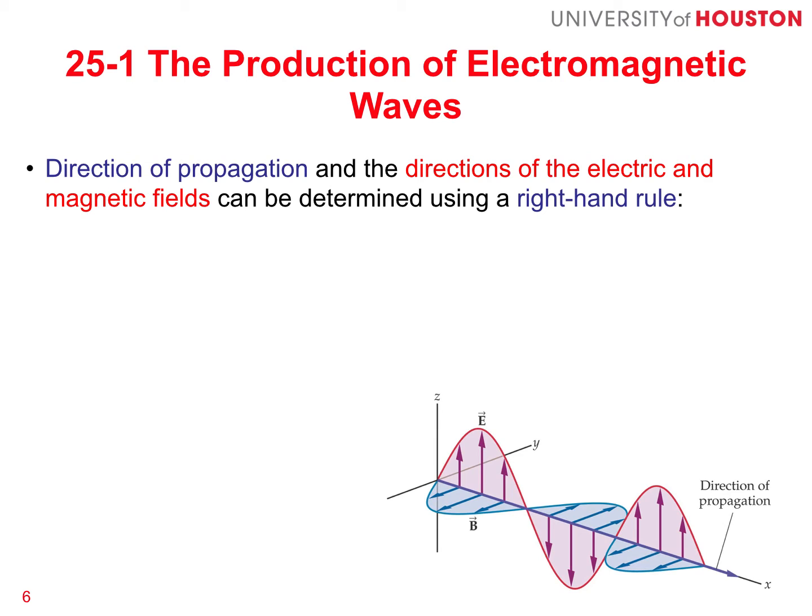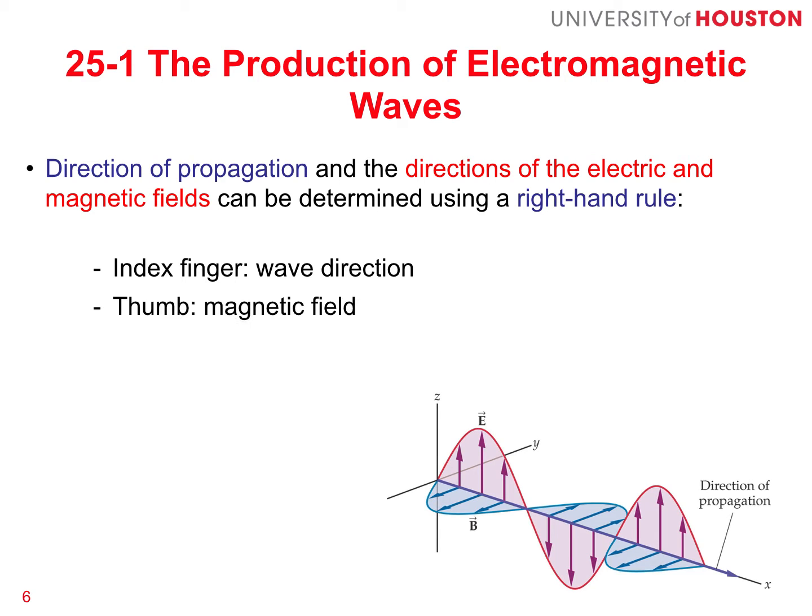The direction of propagation and the directions of the electric and magnetic fields can be determined using a right-hand rule. In doing so, the index finger will represent the wave direction, the thumb the magnetic field direction, and the middle finger will represent the electric field direction.